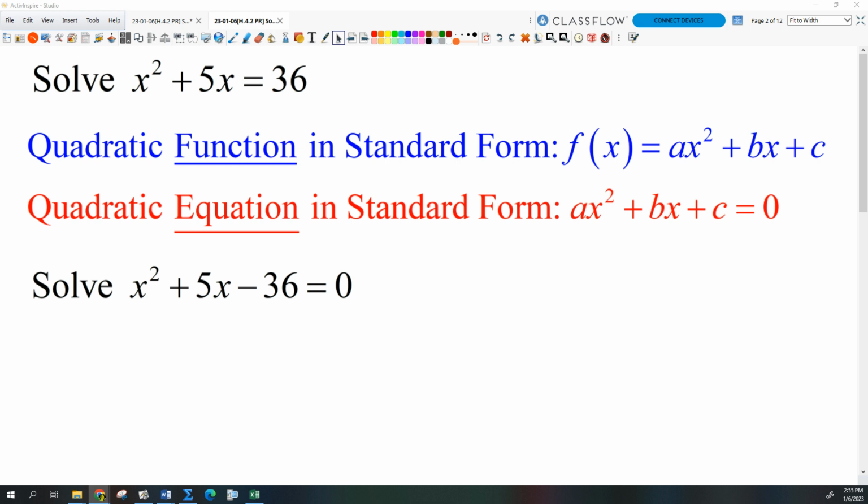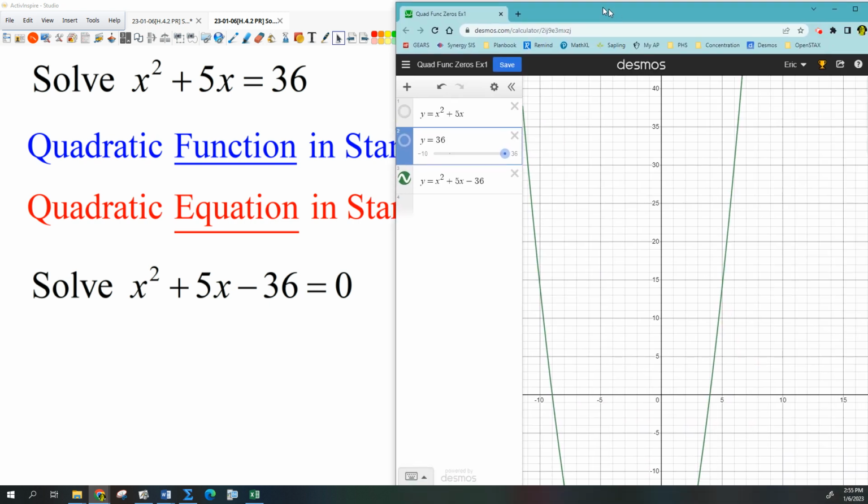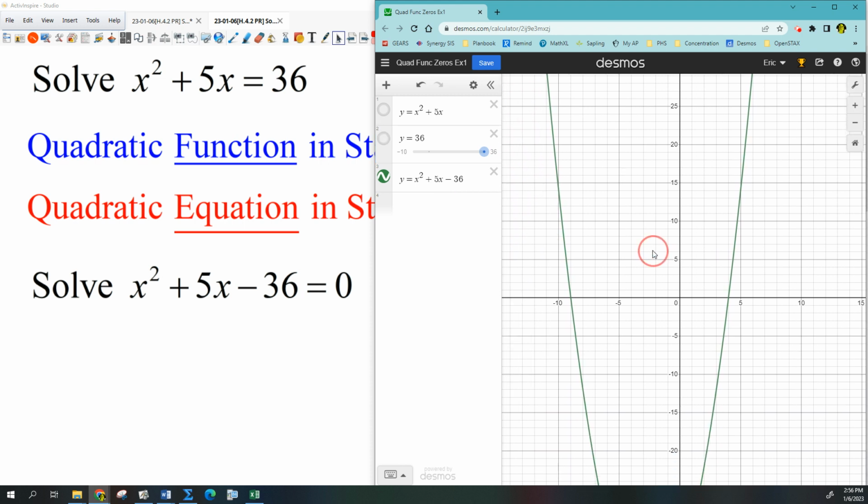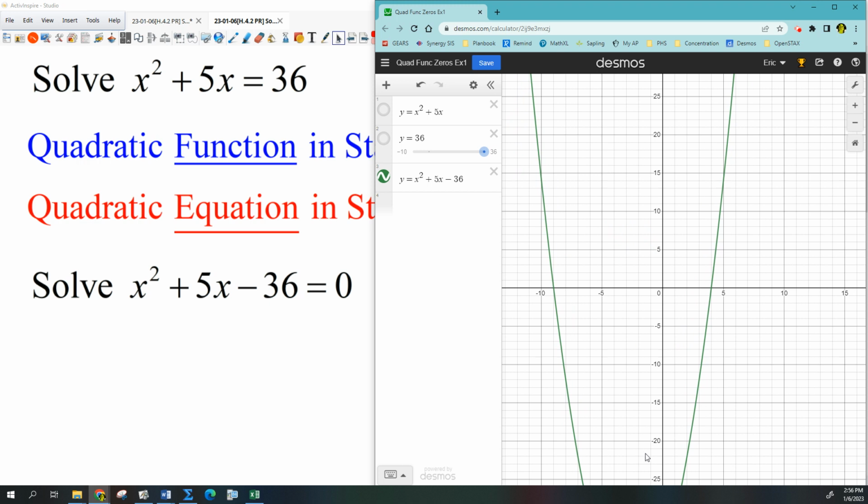I appreciate it. Okay, so look what happens if I just graph that function. That's the green function, right? The green function is the function y equals x squared plus 5x minus 36. Now, where do you think I could go on this graph to get my solutions of -9 and +4?